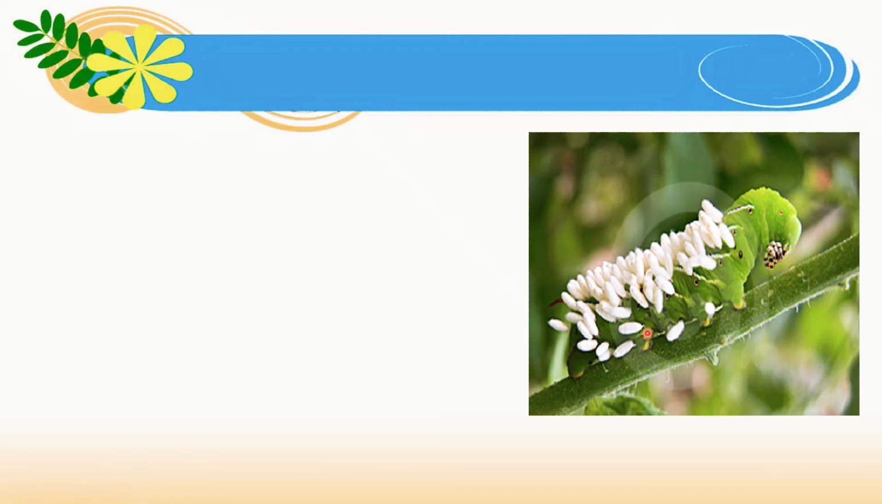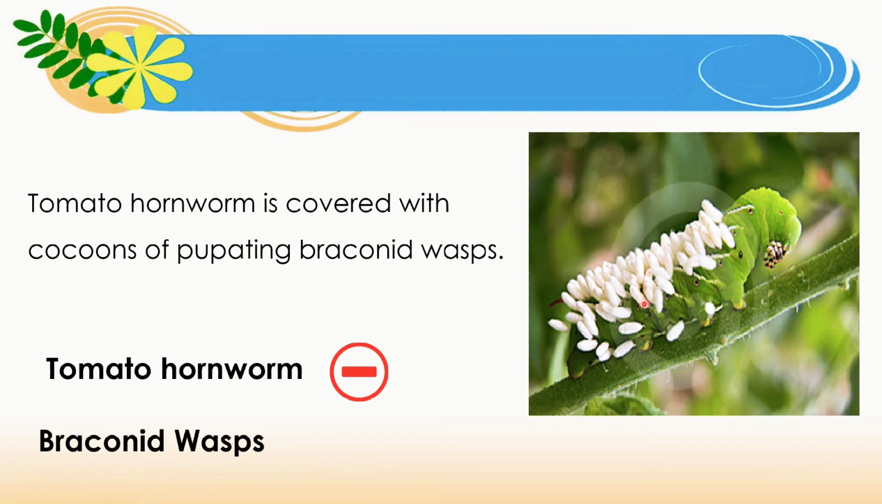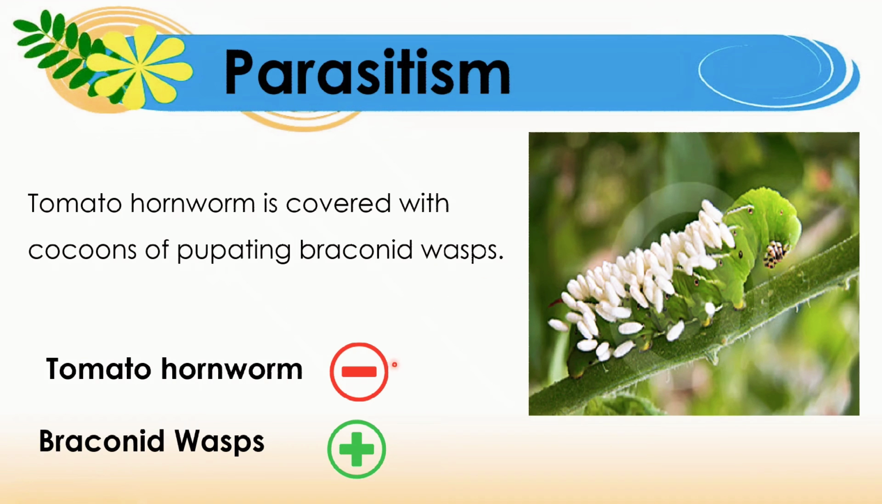And also we have this one, the braconid wasp. It's considered a parasitoid of the hornworm because it causes the hornworm to die as it pupates. So this is the tomato hornworm. It will die as soon as this braconid wasp pupates. So the tomato hornworm is the host and this braconid wasp is the parasite. So it's a positive, this one is negative, so they have a parasitism relationship.